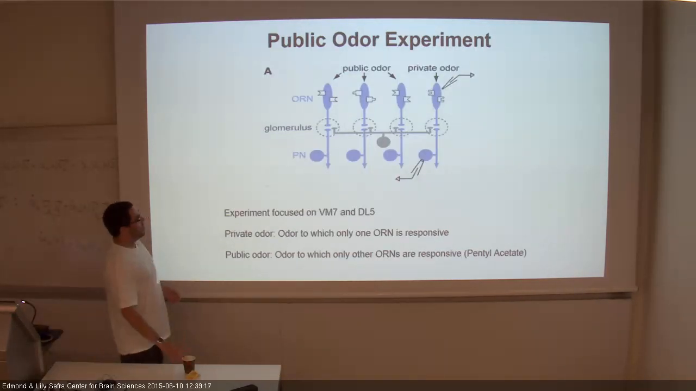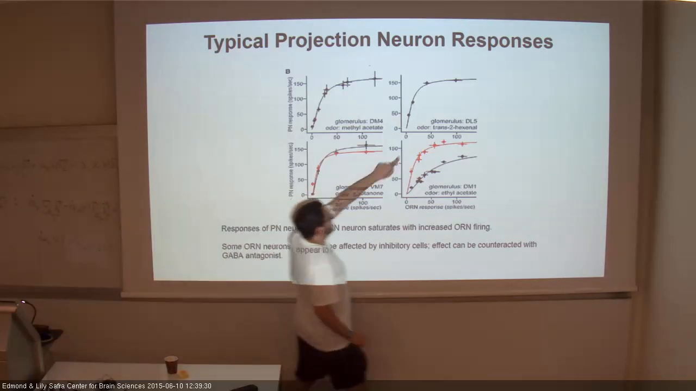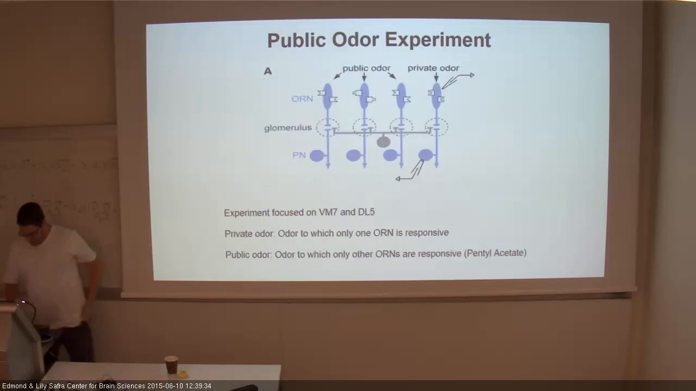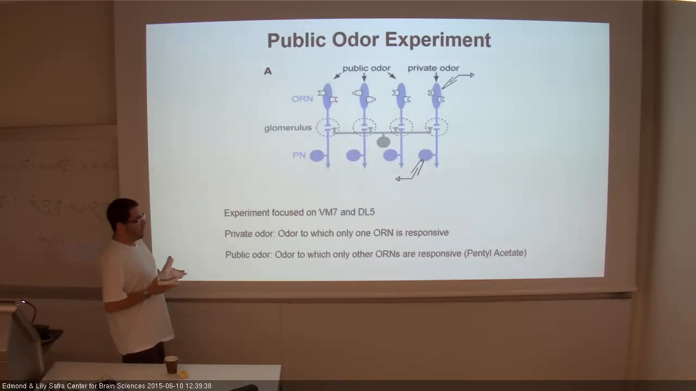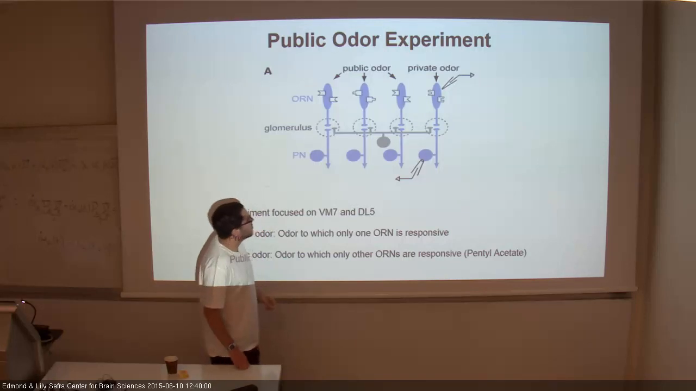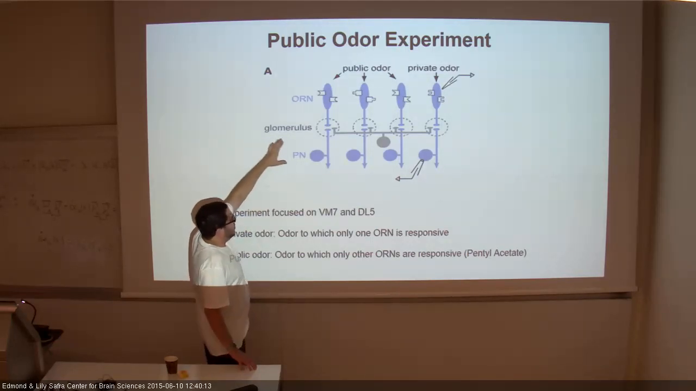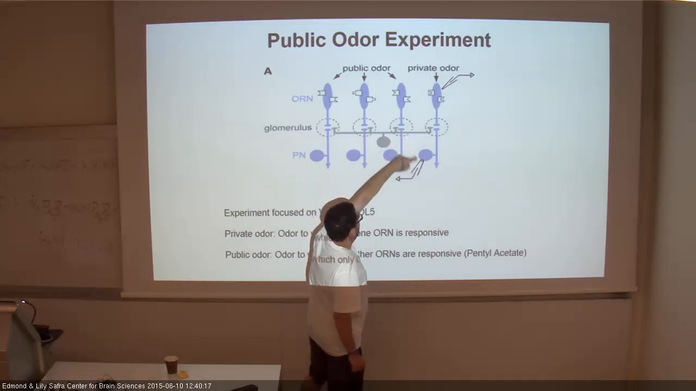Now we're going to do an experiment where we actually look at lateral inhibition. We're going to look at two particular glomeruli, VM7 and DL5 that we saw before. This is VM7, that's DL5. The way this experiment is set up, we have two different kinds of odors. One odor is a private odor, to which these particular olfactory receptor neurons and projection neurons are responsive. And then there's a public odor to which other olfactory receptor neurons are responsive, but not this particular one. In this case, the odor that they chose was pentyl acetate. They presented the private odor and the public odor at the same time, and they wanted to see how the firing rates of these neurons here would affect and inhibit this neuron over here.